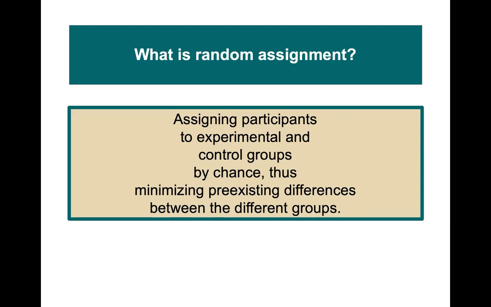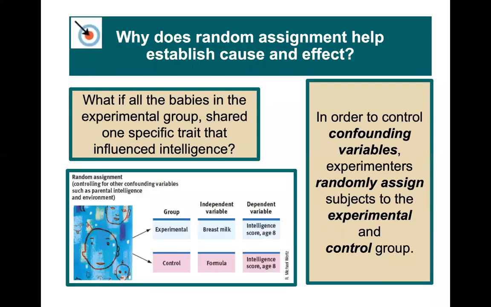Why does random assignment help establish cause and effect? Well, what if all the babies in the experimental group shared one specific trait that influenced intelligence? We have to control for confounding variables such as parental intelligence and environment in the aforementioned study. In order to control for confounding variables, experimenters must randomly assign subjects from the population or from the sample to the experimental and control group.